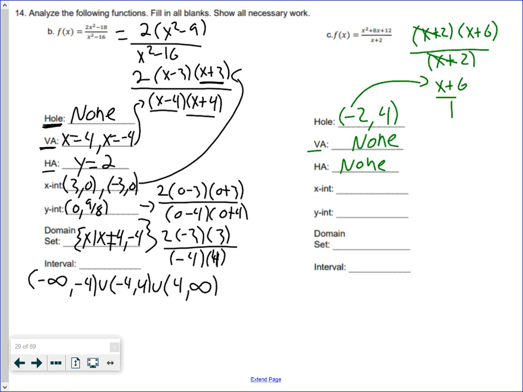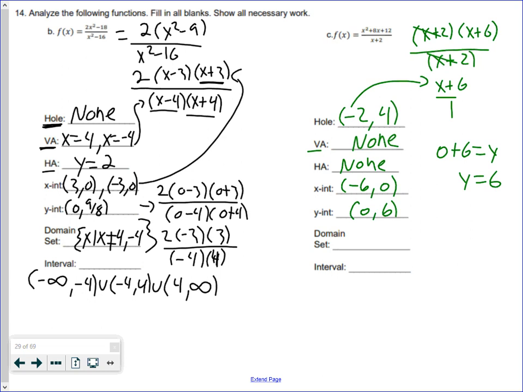X-intercept, we said that happens when the top, or the numerator, is equal to 0. So in this case, we get an x value of -6, and x-intercepts are a point, so it becomes -6, 0. Y-intercepts happen when x is equal to 0, so plug in 0 for x. That gives you your y term, so you get that y equals 6 when x is 0. So our y-intercept is 0, 6.